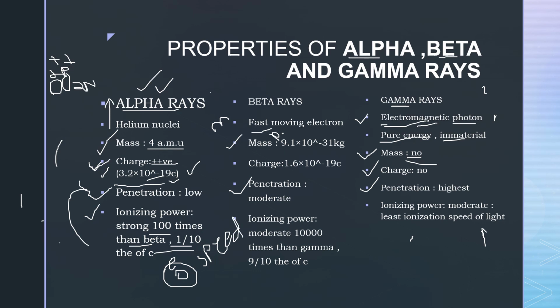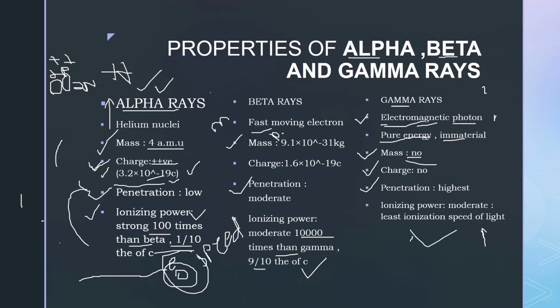When alpha rays collide with an electron, or we can say an atom, they have the most ionizing power because we know that alpha rays are double positive. So they collide more. The ionizing power of beta rays is 1000 times greater than the gamma rays, but it's less than the alpha rays. It is 9/10 of the speed of light. It moves fast, but still it has less ionizing power.